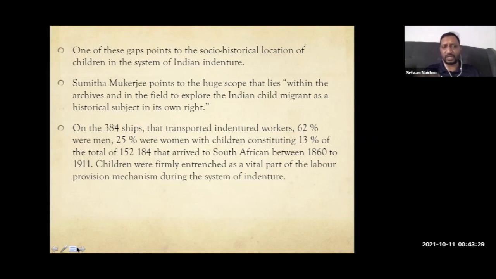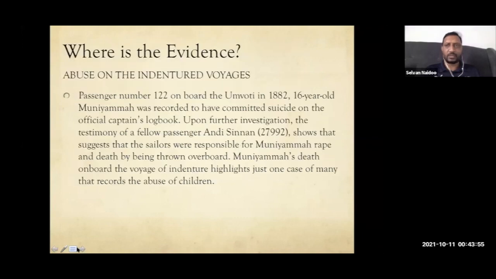Here in South Africa, there were 384 ships that transported workers. 62% were men, 25% were women, and children constituted 13% of the total of 152,000 that arrived between 1860 and 1911. Children were clearly firmly entrenched as a vital part of this labor provision mechanism during the system of indenture. So where is this evidence and how do we validate child labor in the system of indenture here in South Africa?